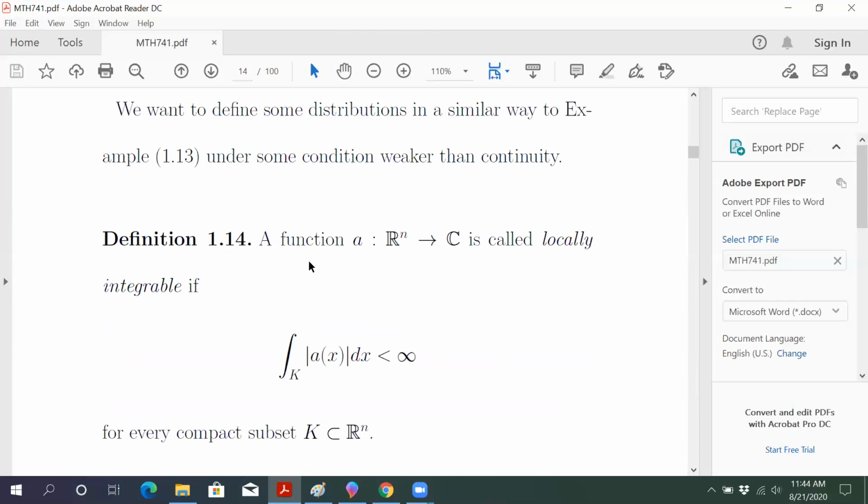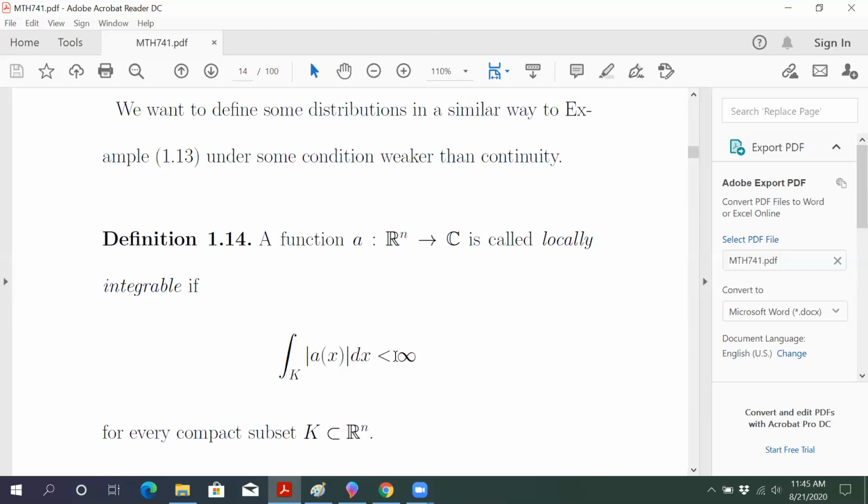Definition 1.4. A function A from Rn to C is called locally integrable if the integral of the absolute value of A on every compact subset of Rn is finite.